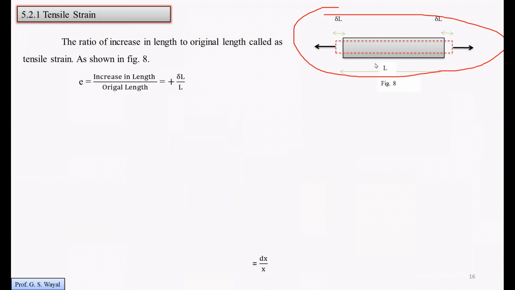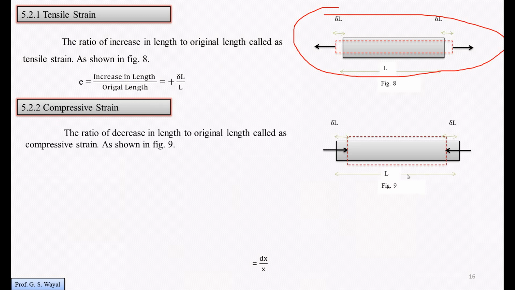Why are we considering this plus? Because the length is increasing. Similarly, if we consider a compressive force, due to that compressive force the member will reduce its length. So our formula is the ratio of change in length to the original length. Why are we considering the change in length to the original length in both cases? Because in both cases the force is along the length. Our formula is decrease in length by original length, so obviously the length is decreasing, and we have to consider that ratio as negative.